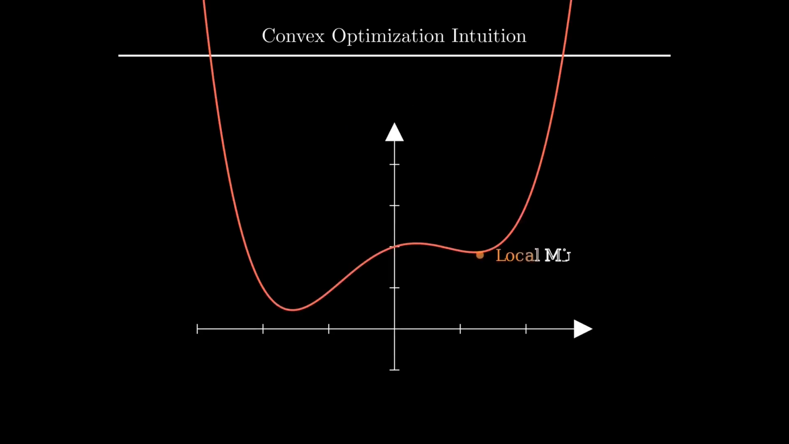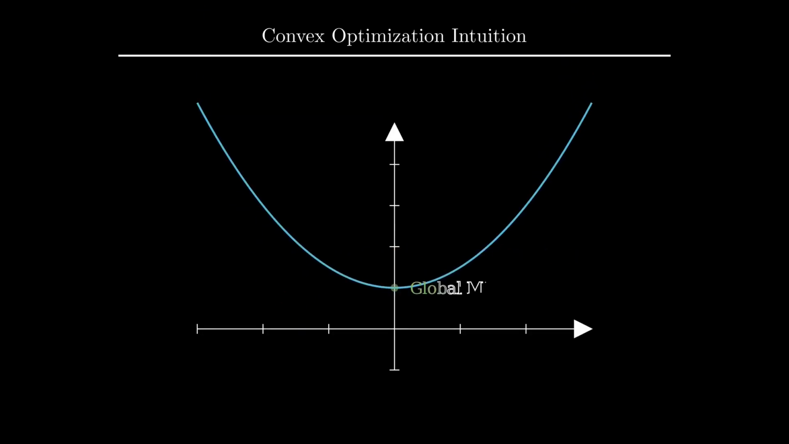Finally, why do we care? In non-convex functions, like this red curve, optimization algorithms can get stuck in a local valley. But for a convex function, like this blue bowl, there is only one valley. Any local minimum is automatically the global minimum. This guarantees we find the best solution.